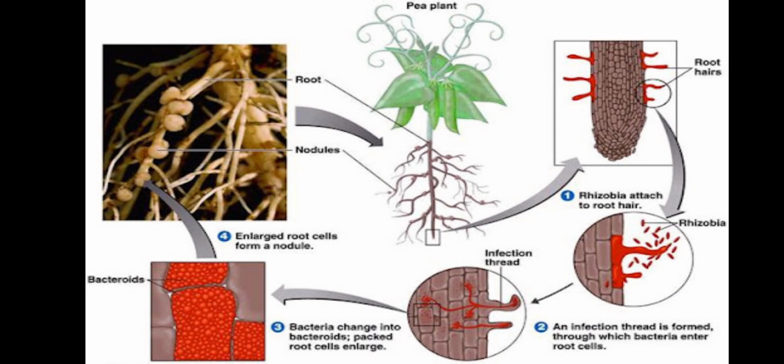And bacteroid formation. Inside the nodules, rhizobium differentiate into a specialized form known as bacteroid. These bacteroids are the active nitrogen fixing forms of the bacteria.